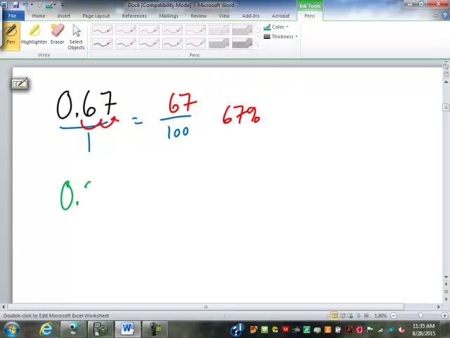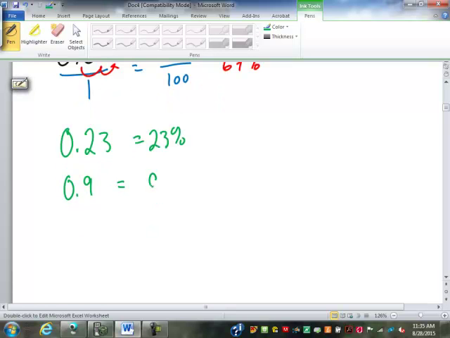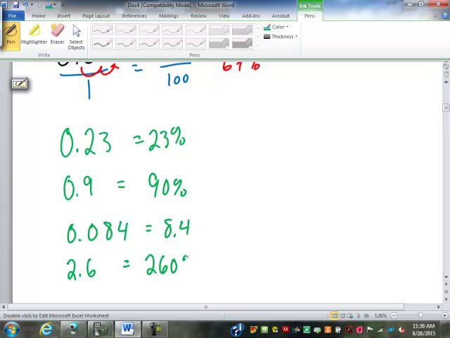So 0.23 becomes what percent? 23%. 0.9 becomes 90%. 0.084 becomes 8.4%. 2.6 becomes 260%. Any questions?